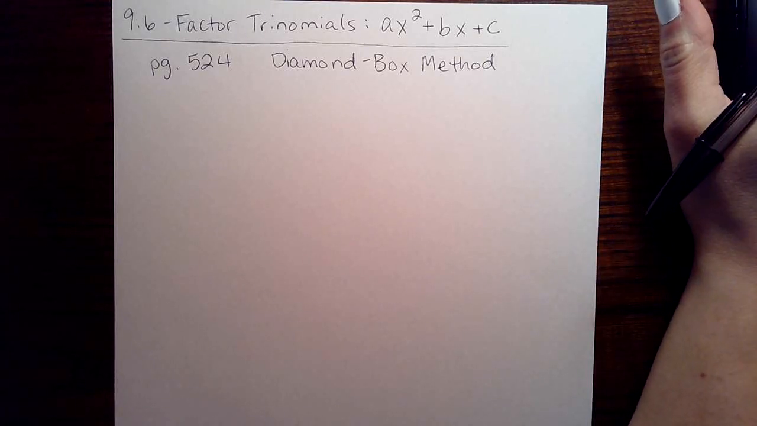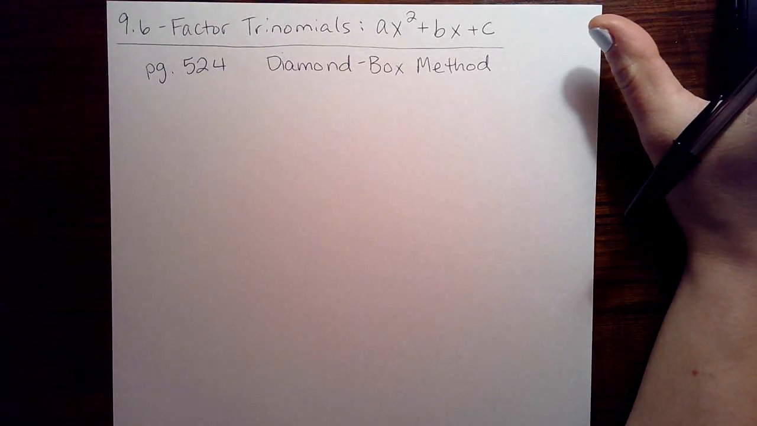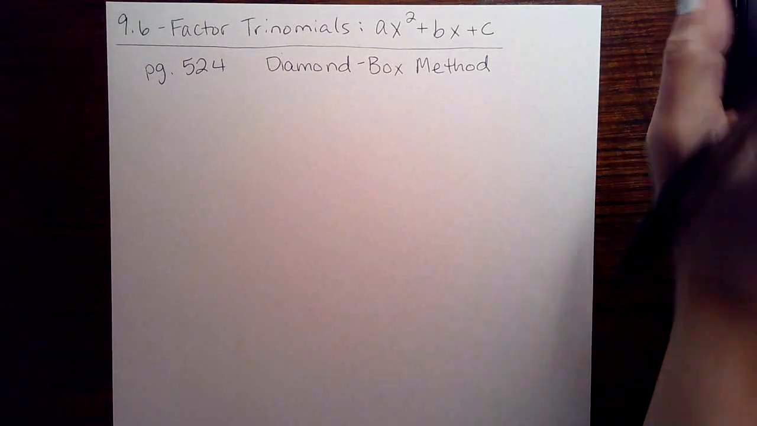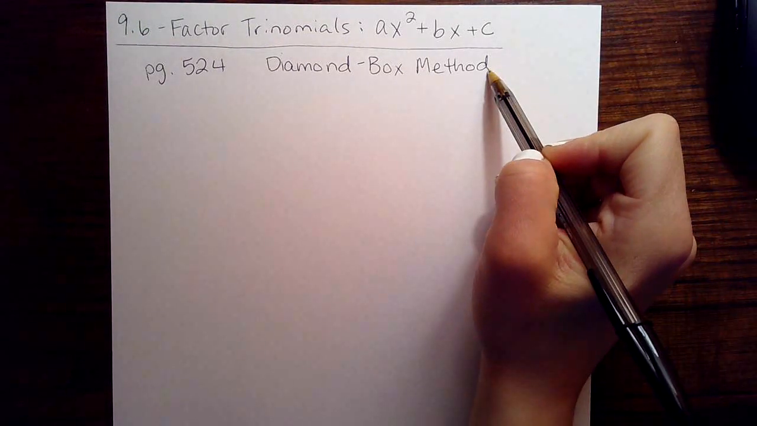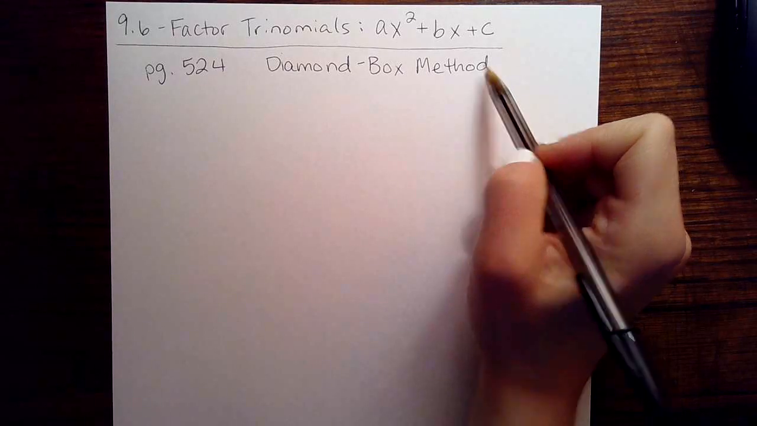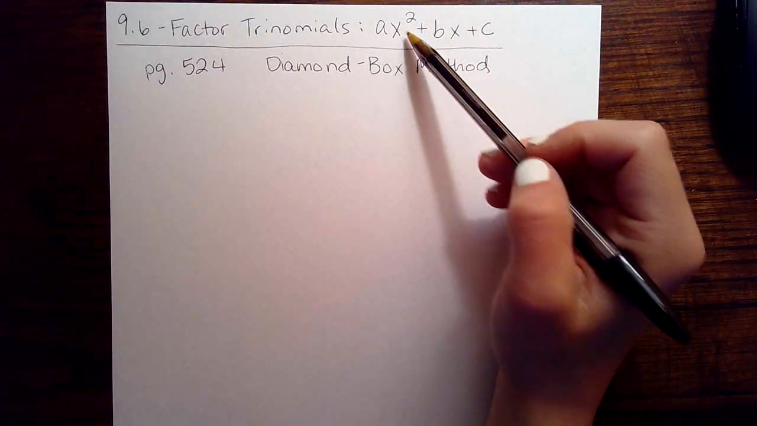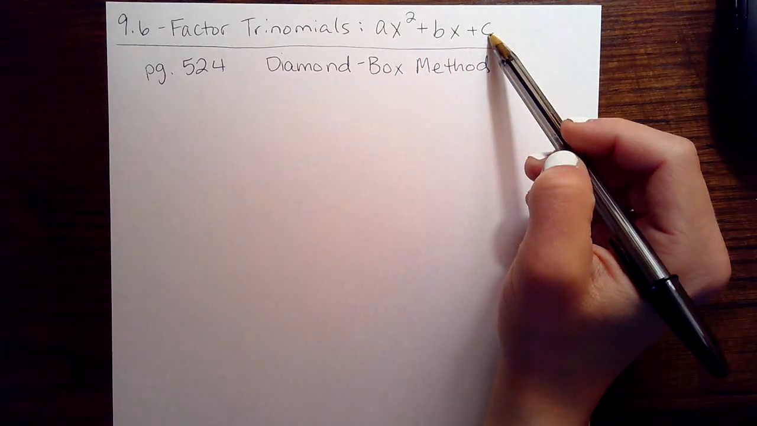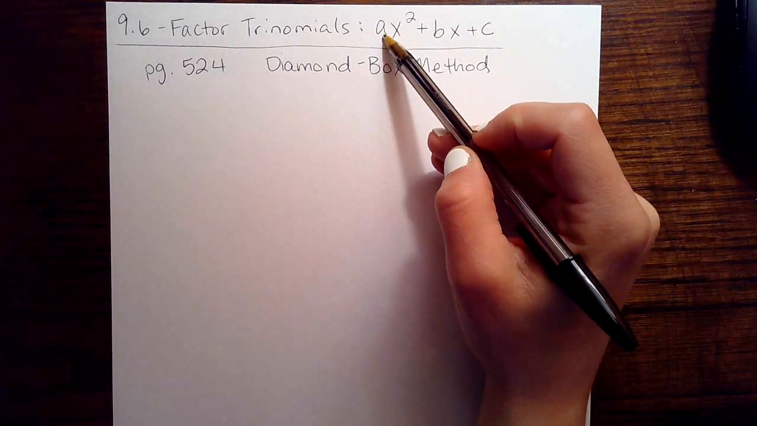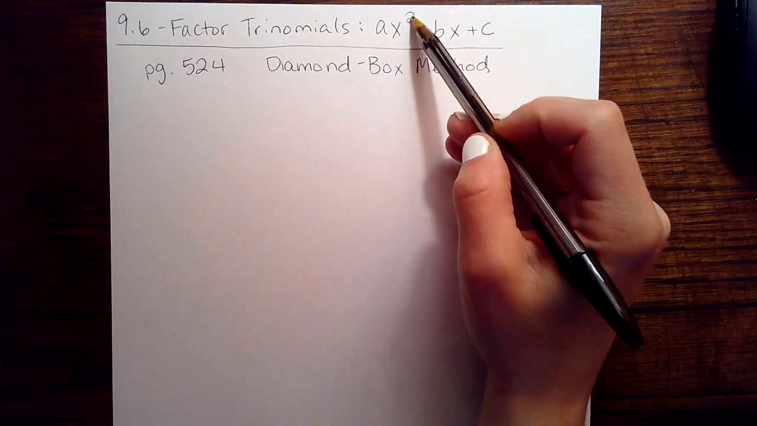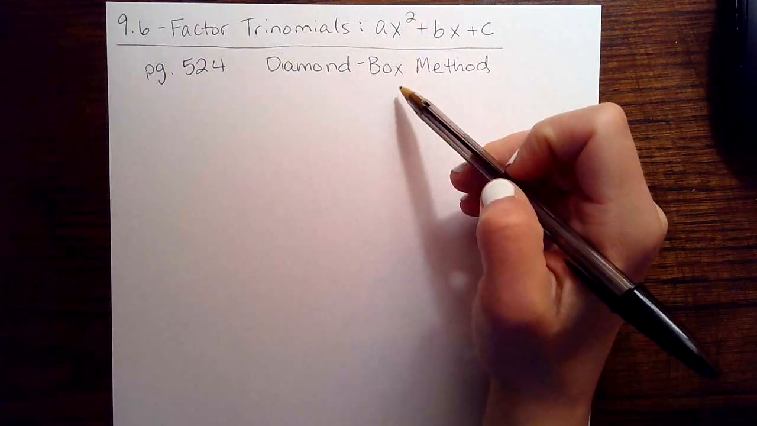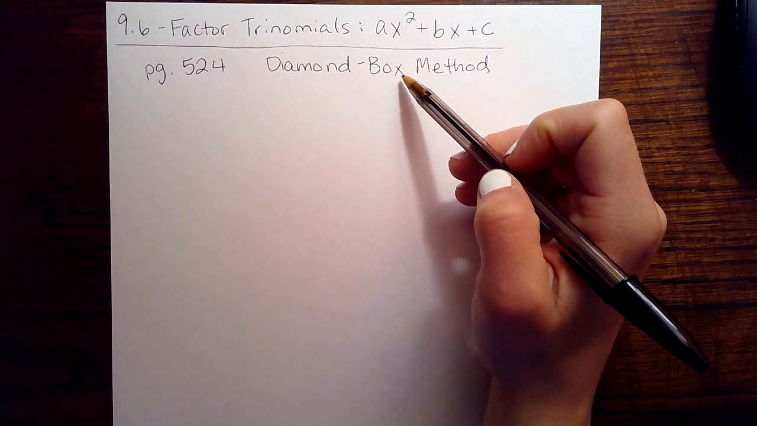Hello guys. In our first video for today, you saw an introduction to the diamond box method. To start factoring trinomials of the form ax squared plus bx plus c, the only difference here being that coefficient a in front of x squared, I'm going to again show you how to use the diamond box method.